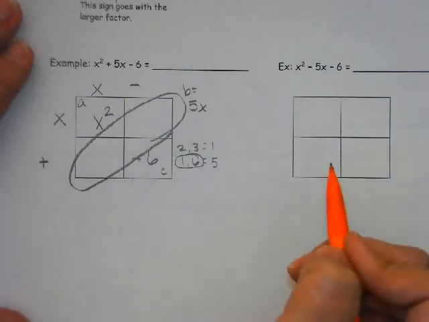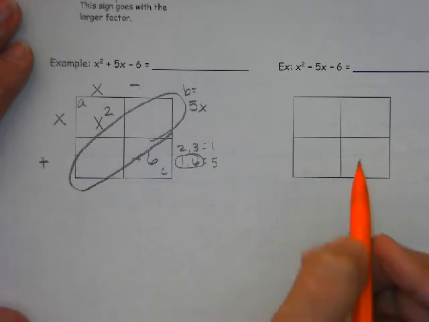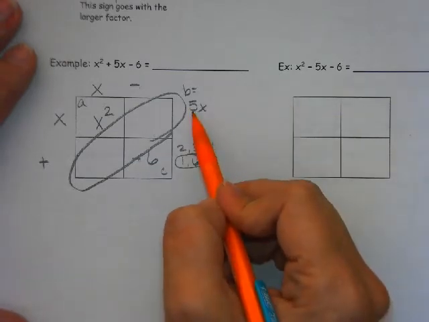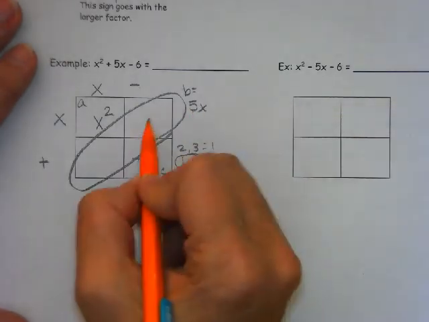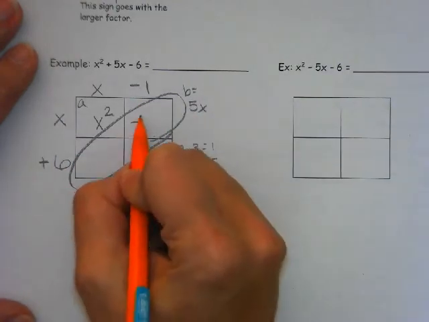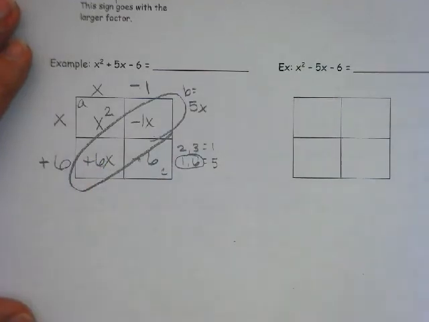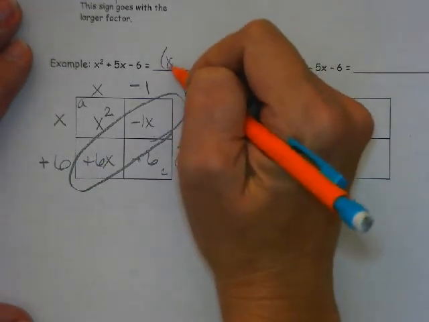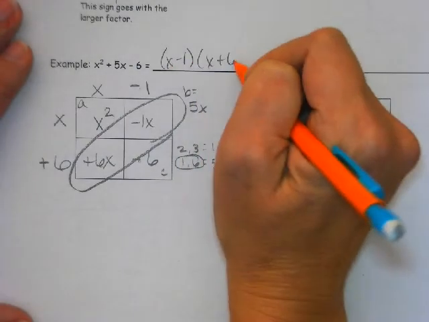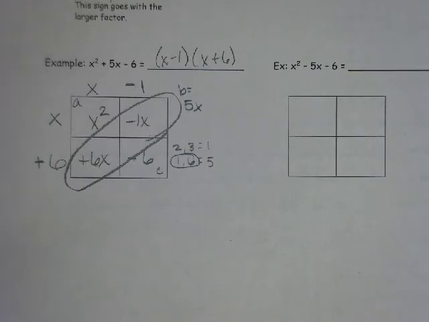So now it's 1 and 6. But the question becomes, which one is positive and which one is negative? If I want a positive 5, the 6 is going to be a positive and the 1 is going to be a negative, because I get -1x plus 6x. So my factors are x minus 1 and x plus 6. Do you see how that is different than when C is a positive?